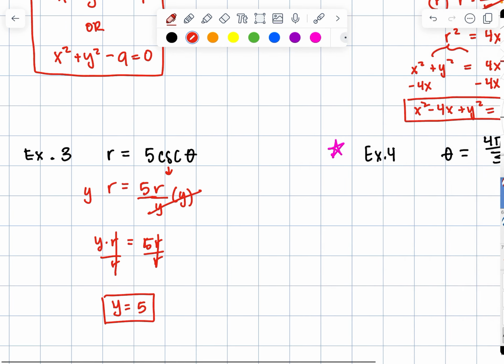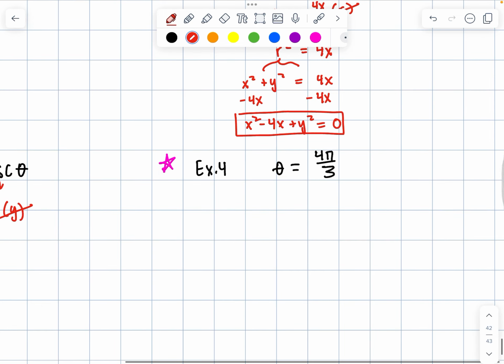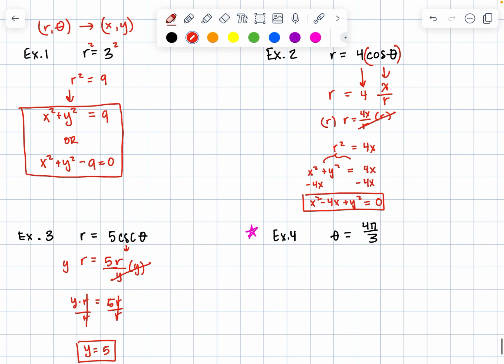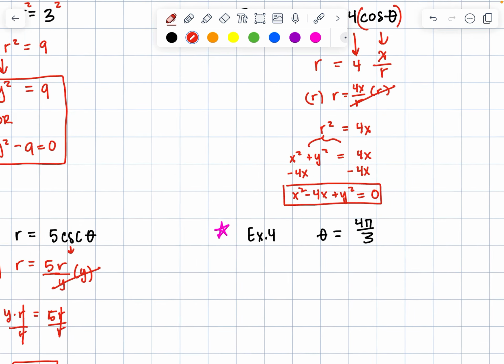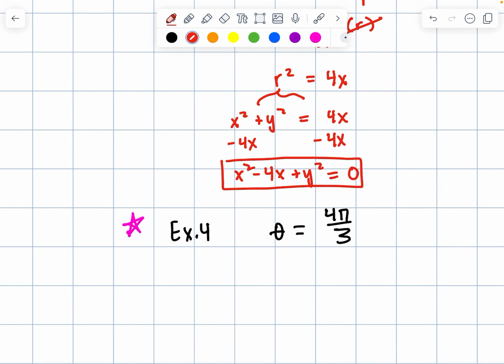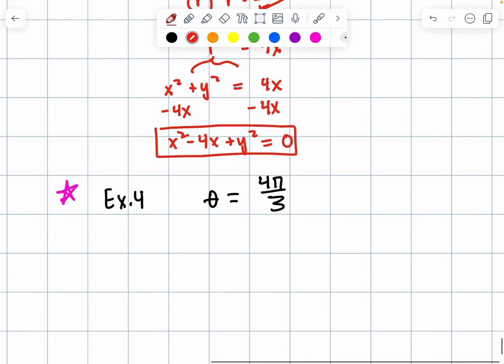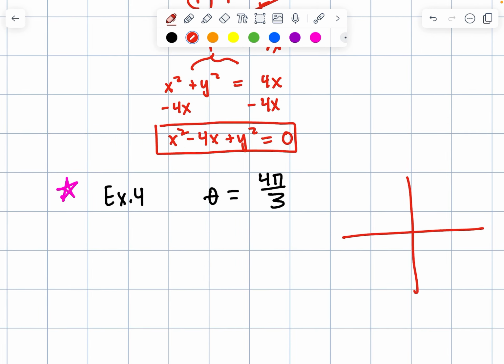So our last one for the day is theta is equal to 4 pi over 3. Now, our three previous problems had r in them. This one has only theta, which means this is pretty much just a point. Okay, it's a point in our polar graph. 4 pi over 3 would be in quadrant 3. So it'd be down here. And that doesn't mean too much to us.